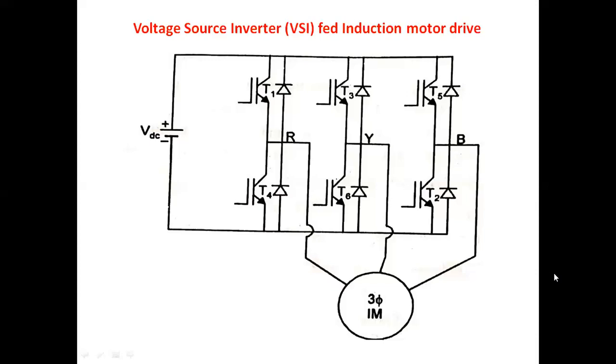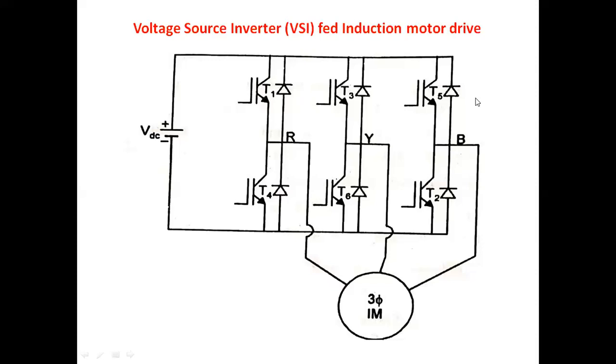Before going to the complete operation of this induction motor under V by F control, let me explain the modes of operation of this inverter. This inverter can conveniently operate in two modes, the 180-degree mode and the 120-degree mode. Most probably we prefer the 180-degree mode operation, so in this explanation also I am using the 180-degree mode operation.